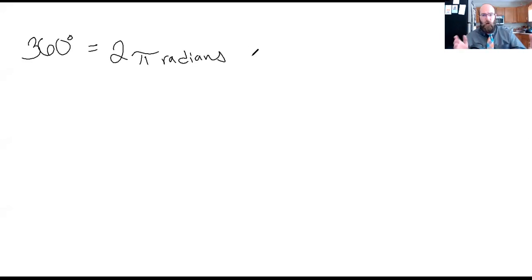So this number is going to be based on radians. Okay, that's our new unit. Instead of 360 degrees, we're going to equal 2 pi radians. Now this is for a particular reason.